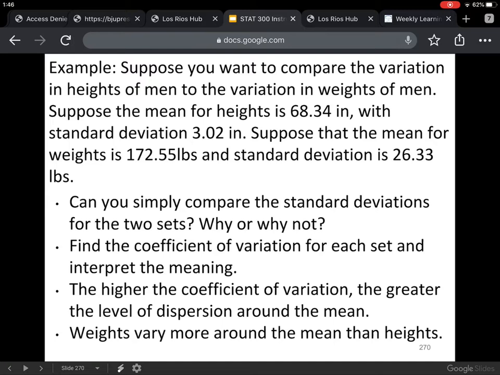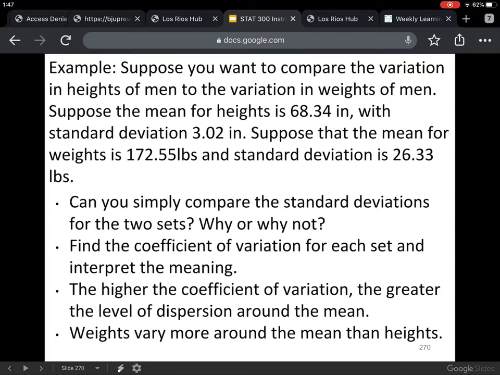Let's go through an example. Suppose you want to compare the variation in heights of men to the variation in weights of men. Suppose that the mean for the heights of men is 68.34 inches, and the standard deviation is 3.02 inches. And then suppose that the mean for weights is 172.55 pounds, and the standard deviation is 26.33 pounds. The question is, can you simply compare the standard deviations for the two sets? Why or why not? And you cannot, because think about it. One is a measure of the weights, and the other is a measure of the height of people.